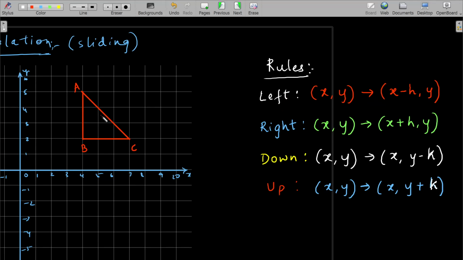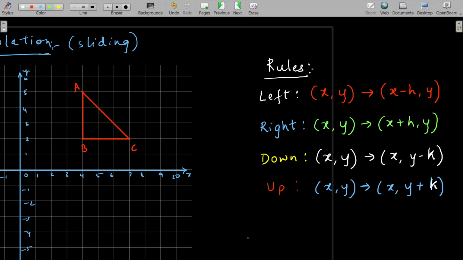If you have to slide this triangle towards the left, then this is the rule that you need to apply. You will subtract some number from the x coordinate. If you want to slide this triangle towards the right side, then you will have to add some number to the x coordinate. If you have to slide this figure downwards, then you will have to subtract something from the y coordinate, and if you have to move this figure upwards, then you'll have to add something to the y coordinate.